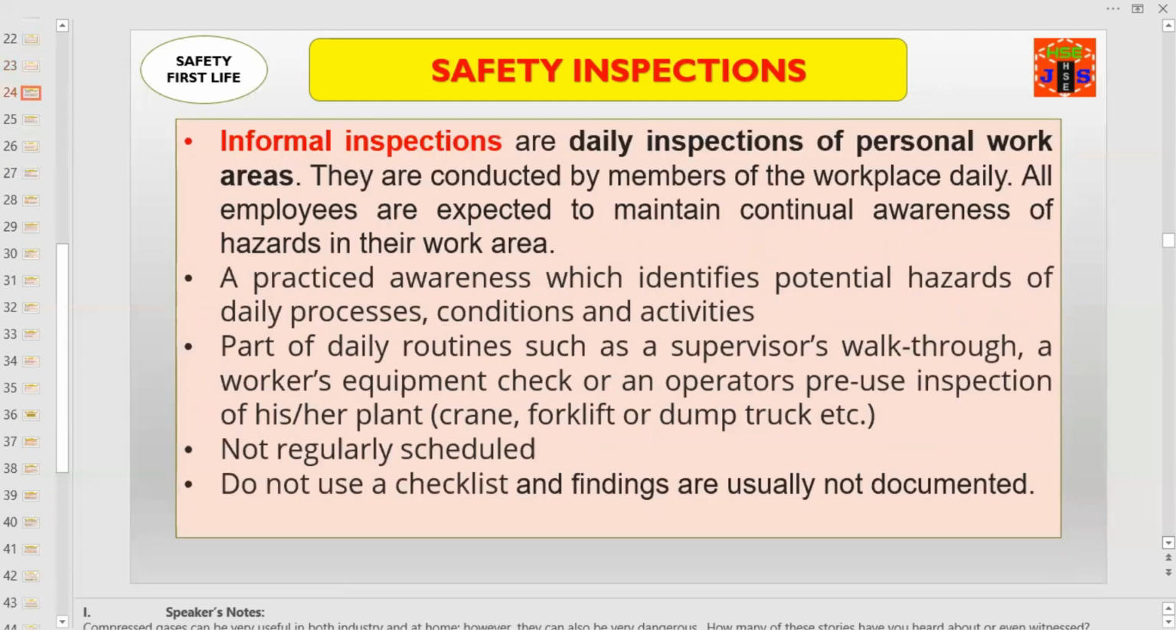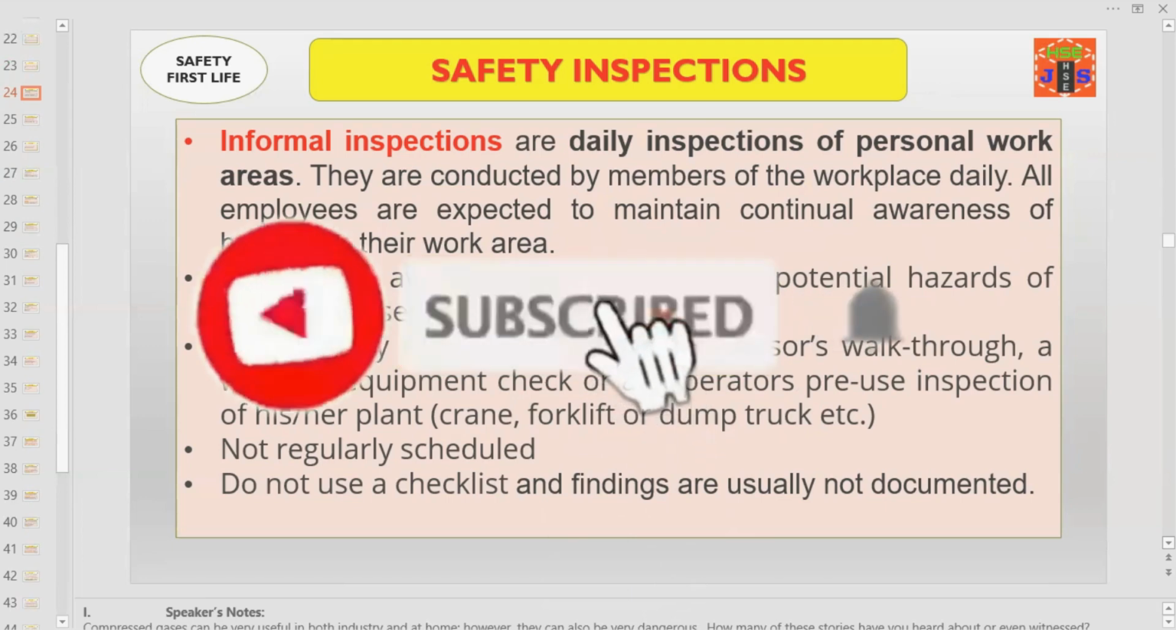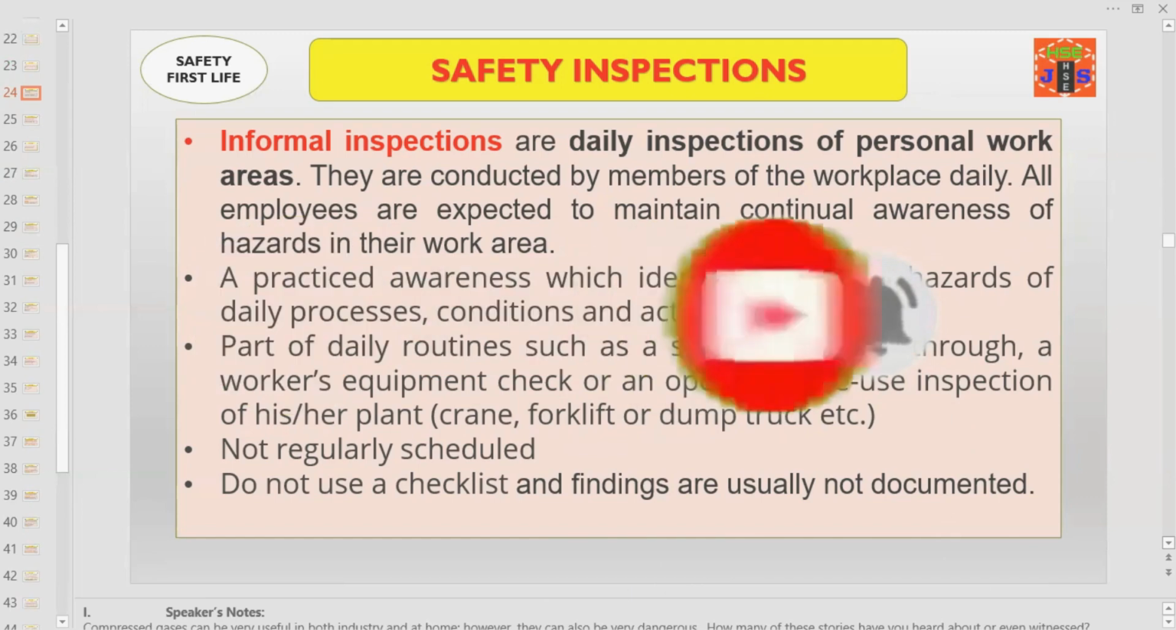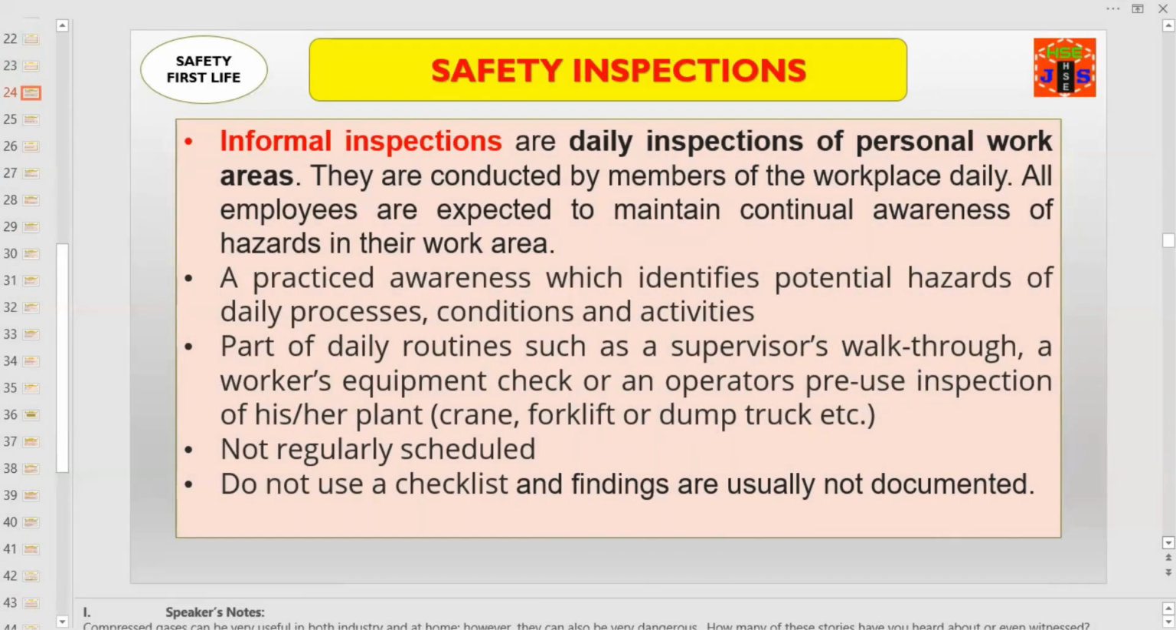But in the case of informal inspections, these are daily inspections of personal work or individual work areas. They are conducted by members of the workplace daily. All employees are expected to maintain continual awareness of hazards in their work areas. Informal inspection is a practiced awareness which identifies potential hazards of the daily processes, conditions, and activities.